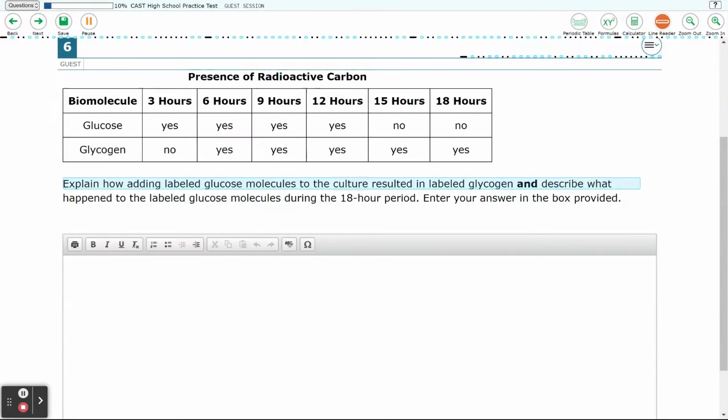Explain how adding labeled glucose molecules to the culture resulted in labeled glycogen, and describe what happened to the labeled glucose molecules during the 18-hour period. Enter your answer in the box provided. Go ahead and type your answer in now.